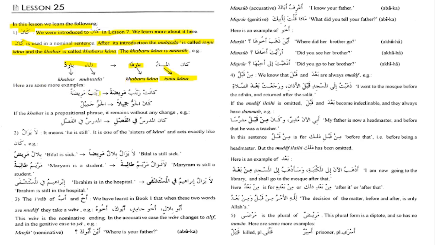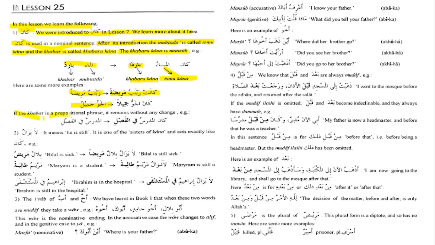For example, Zainabu maridatun. Zainab is sick. Now, if you introduce kana, because khabaru kana has to be mansub, it will be kanat Zainabu maridatan. Zainabu is your ismu kana, and maridatan is your khabaru kana. Or for example, al-jawu jamilun. The weather is beautiful. Now you want to say the weather was beautiful. Kana al-jawu jamilan, because khabaru kana is mansub.